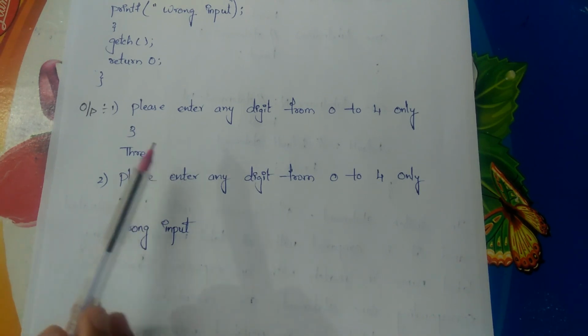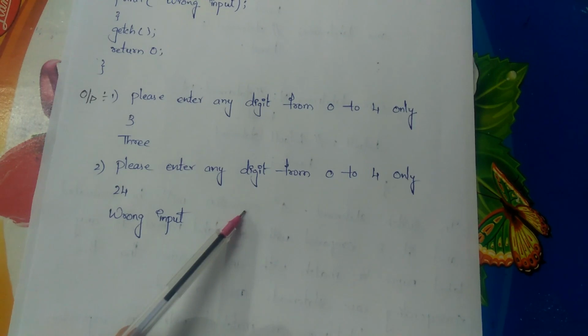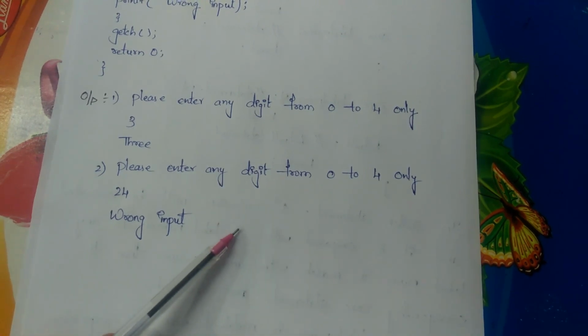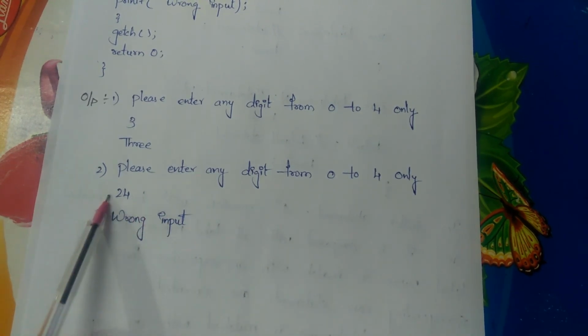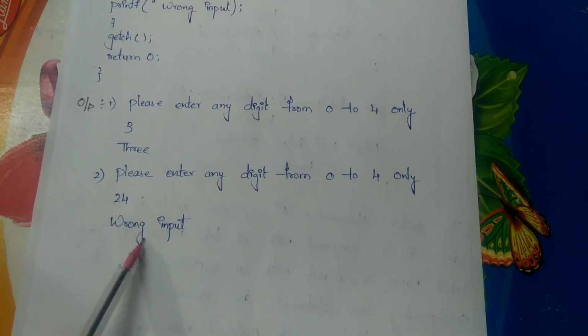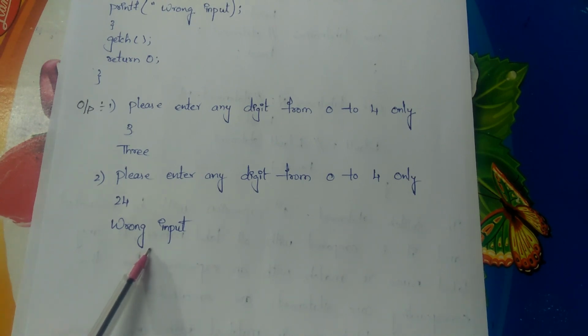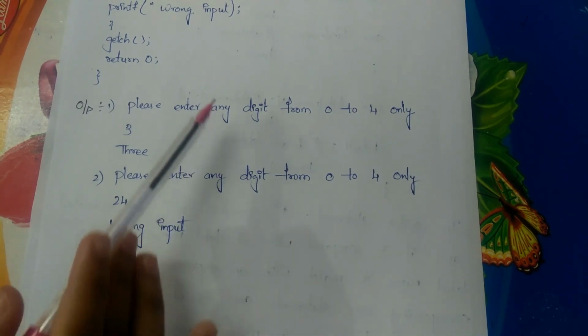Next, one more output: please enter any digit from 0 to 4 only. For example, the user has entered 24 as input, because we wrote else if statements only up to the number 4. So when the user enters a number other than 0, 1, 2, 3, 4, it goes to the else statement. So the final else statement we have is wrong input, so that will be printed here. So this is about the else if ladder.